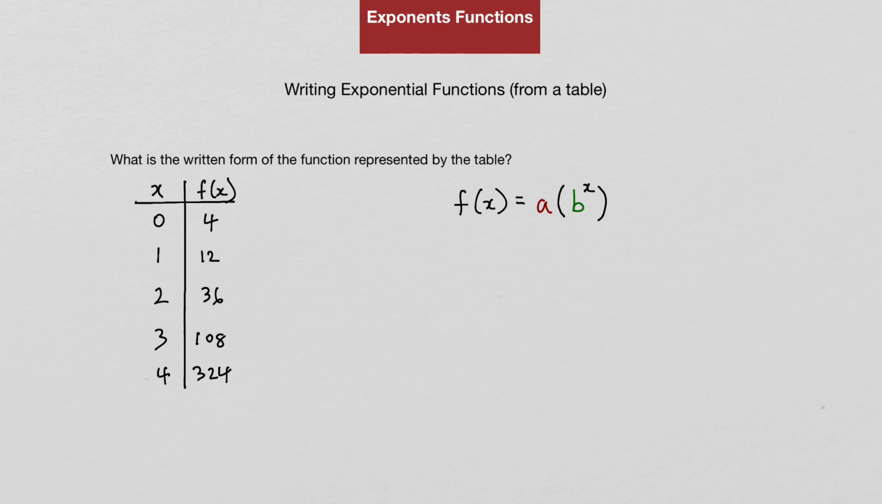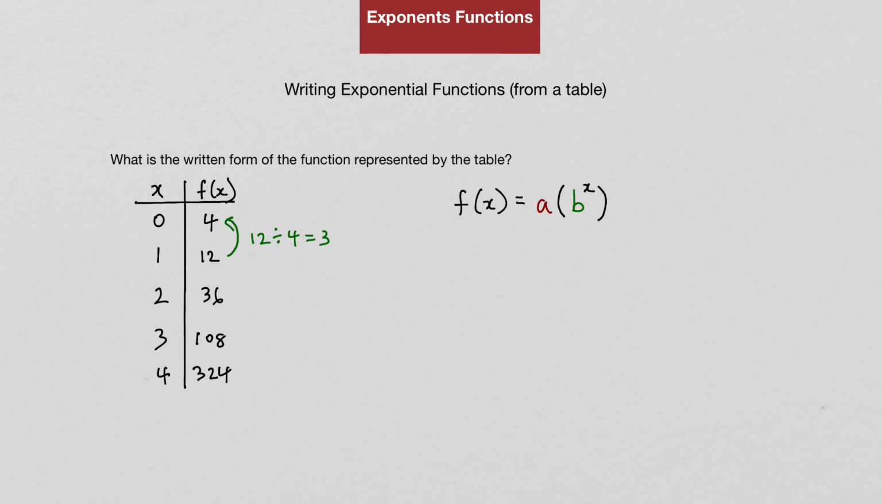First thing we're going to do is find the value of b. And to do that, we're going to take a look at this data table, and we're going to focus in on the f of x column, or what's called the y column. Okay, and what we're going to do is just look at the ratios. We're going to take the second value and divide by the first value. So 12 divided by 4 we find is equal to 3.